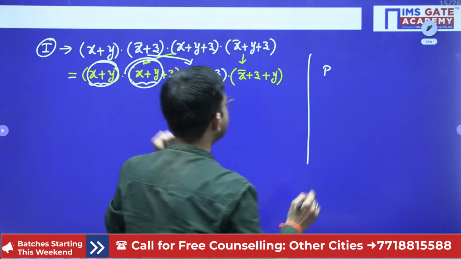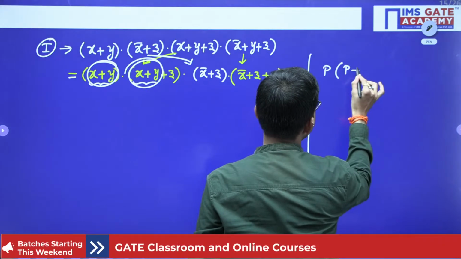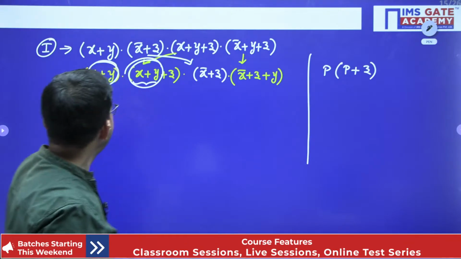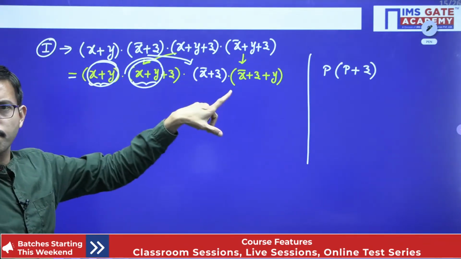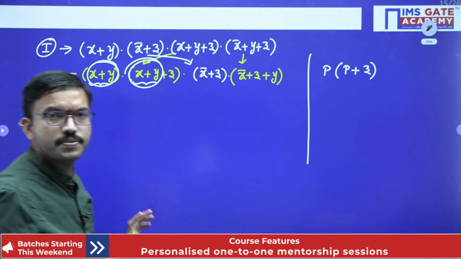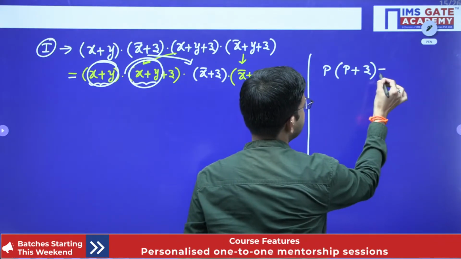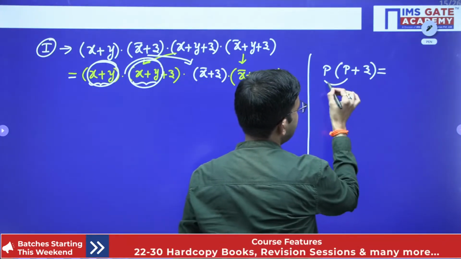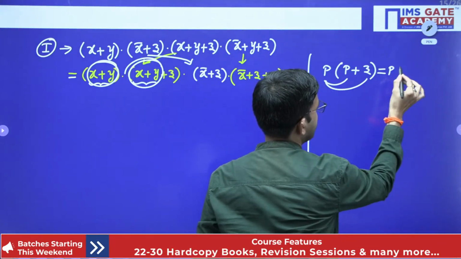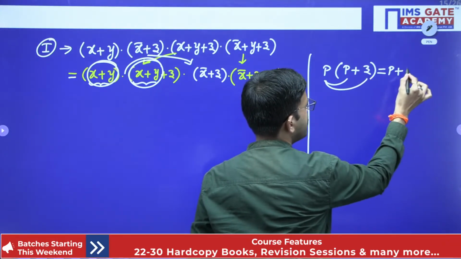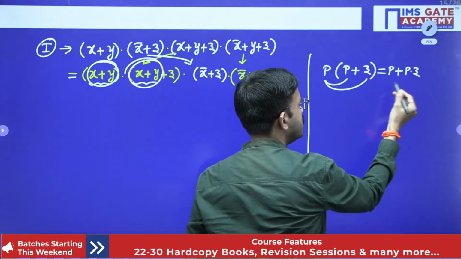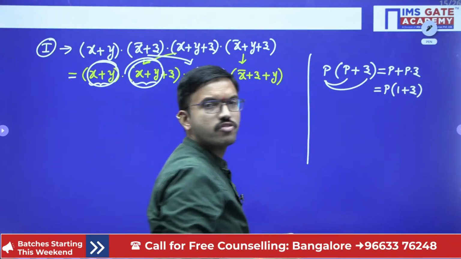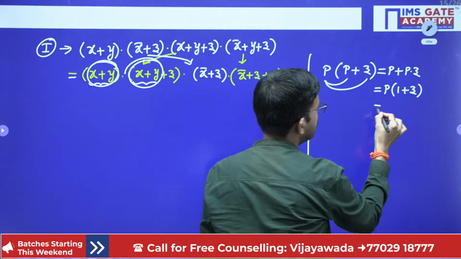Then how can you write this expression? P into P plus Z. If you assume x plus y as a single variable P, here it is P into P plus Z. Now apply whatever simplification you used to do earlier. P into P plus P into Z. P into P is nothing but P, plus P into Z. Now from these two you can take P as common, then 1 plus Z. 1 plus Z is nothing but 1 only. So you will get simply P.